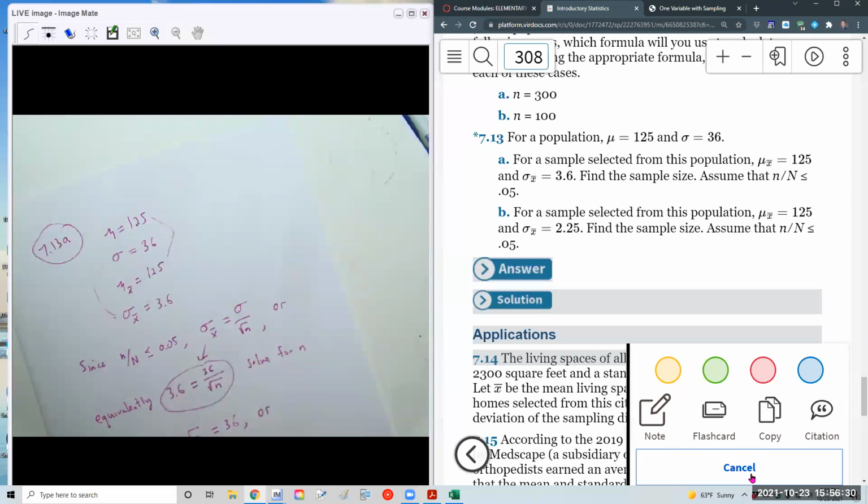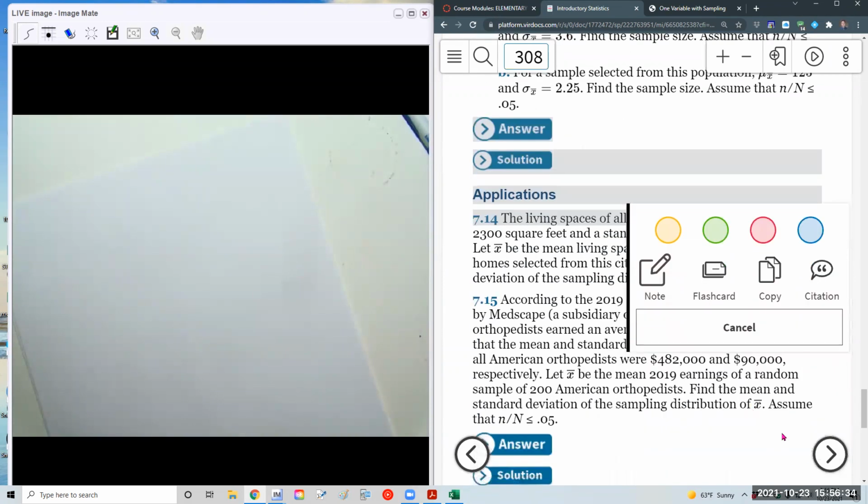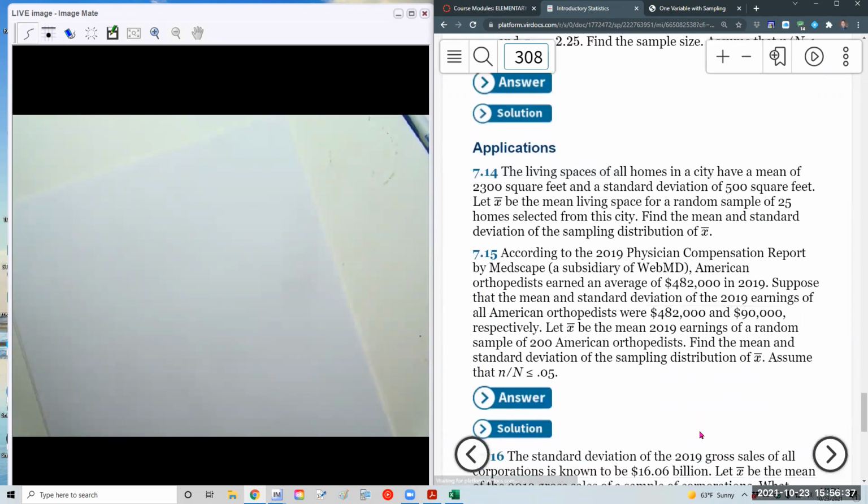So not a very interesting question in terms of statistics. Let's take a look at some of the applications here, and then let's move on so I can show you how easy it is to do the other problems in this section.